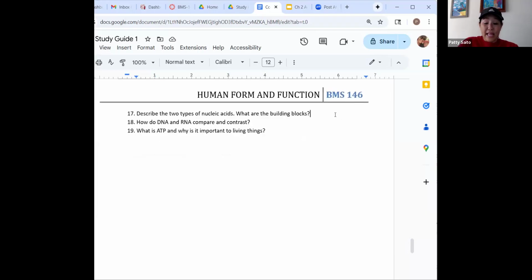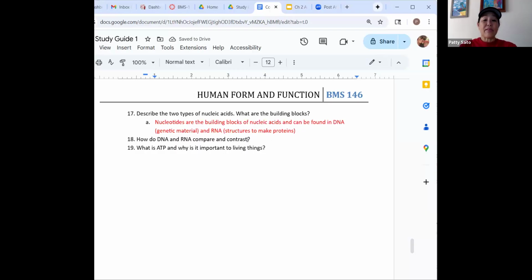Let's finish with nucleic acids. So nucleic acids are kind of the least, I think, known type of organic molecule. These are molecules that form our genetic material or play a role in making proteins. Now, the building blocks are called nucleotides, found in DNA and RNA.